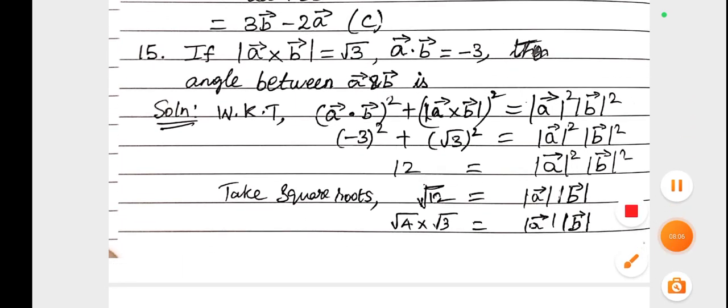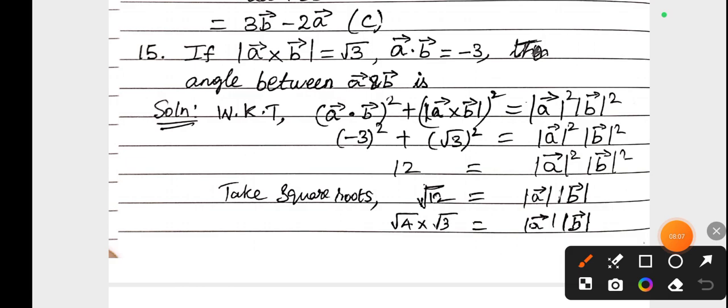Then going for the 15th one. A vector cross B vector is given. A vector dot B vector is also given. The angle between A and B is what they are asking. There may be other formulas, but I am using this. By using dot product and cross product also, I know the cross product value, I have the dot product value, but we want to find the angle between A and B. That means theta is the question mark.